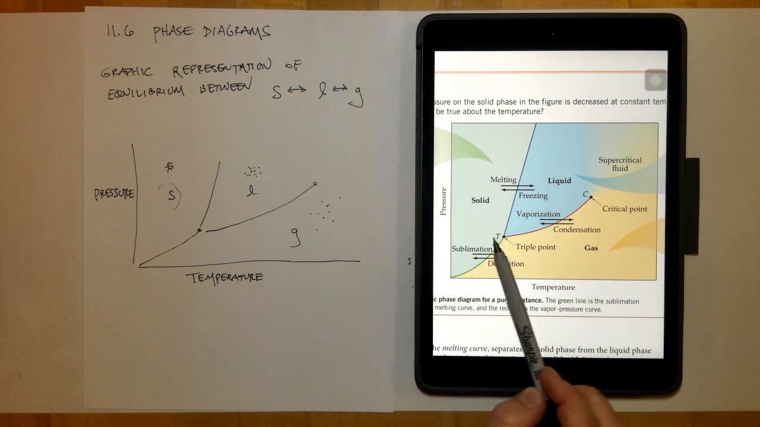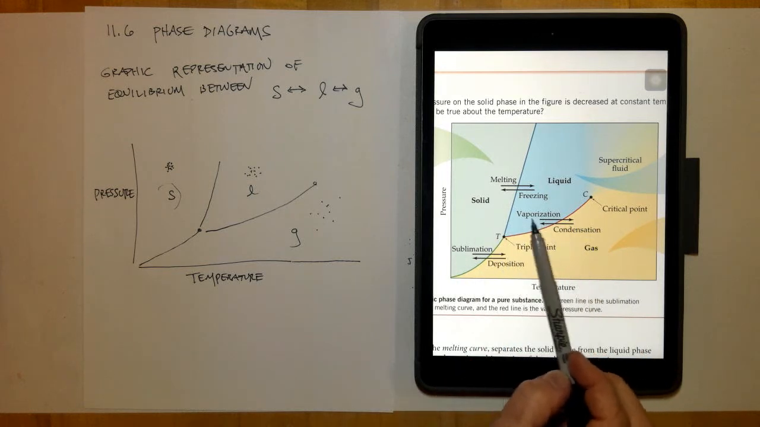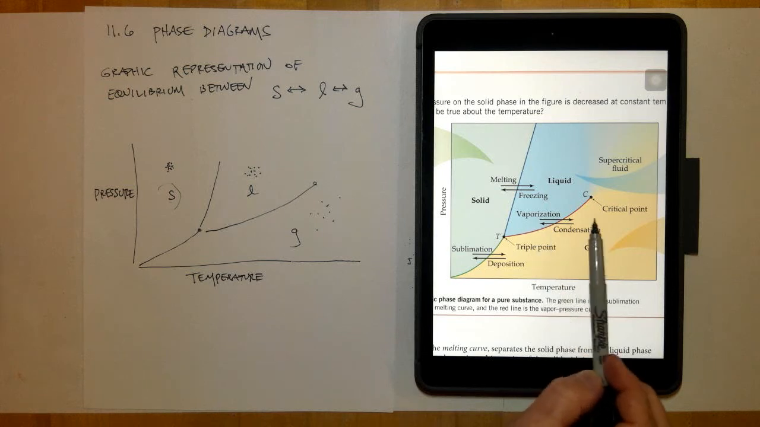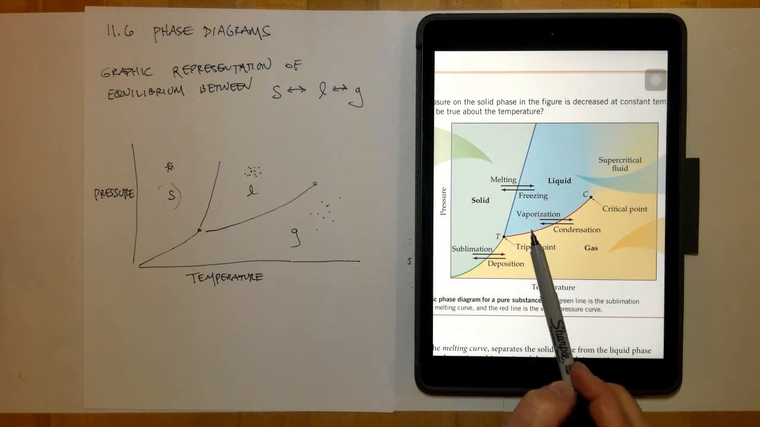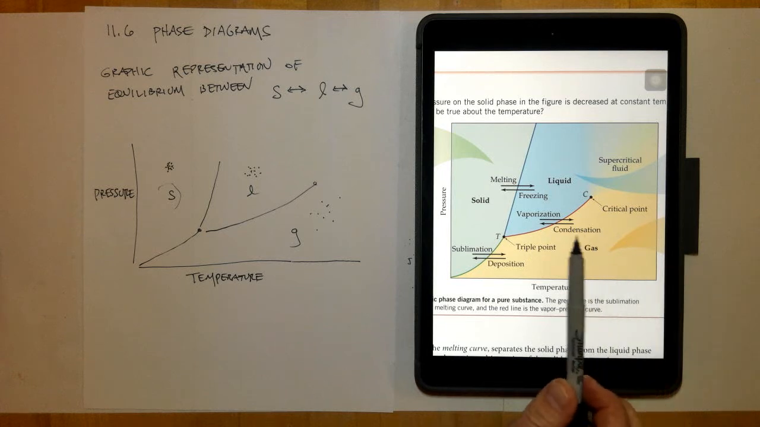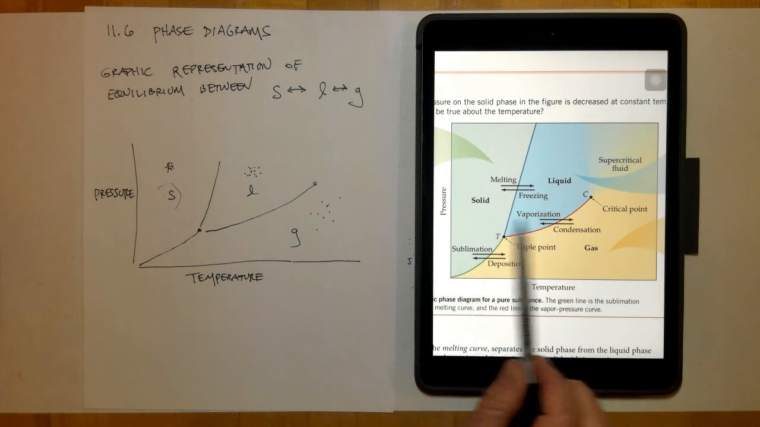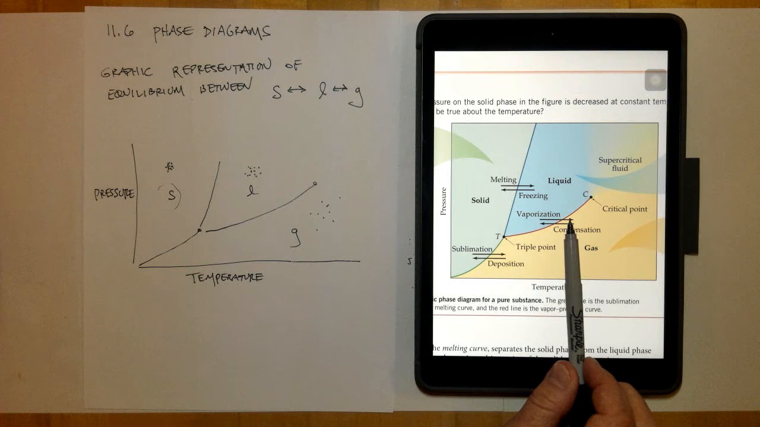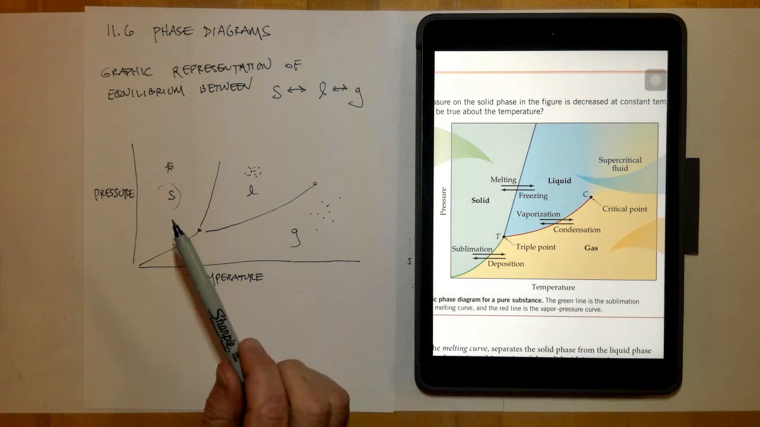This red line right here is the difference between the liquid and the gas, and the phase change there, of course, would be vaporization, or going the other way, condensation. And you could find the boiling point at a particular pressure by finding where the pressure meets this line, and then drop it down and you know the temperature of that as well.